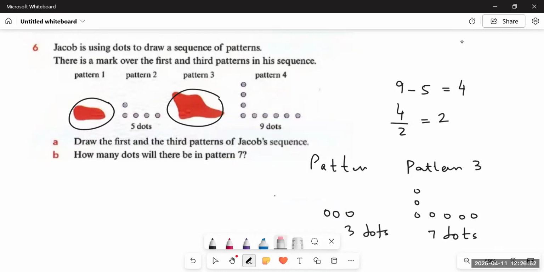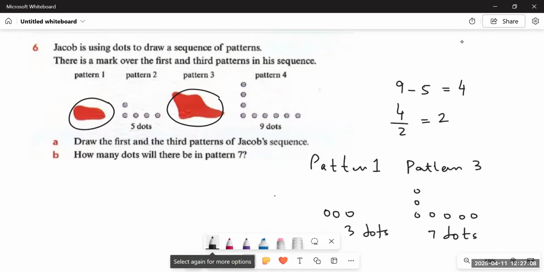In pattern number 2, we will have 3 plus 2, 5 dots. In pattern number 3, we will have 5 plus 2, 7 dots. And in pattern number 4, we will have 7 plus 2, 9 dots. This is how we will find the missing number of dots in any sequence.